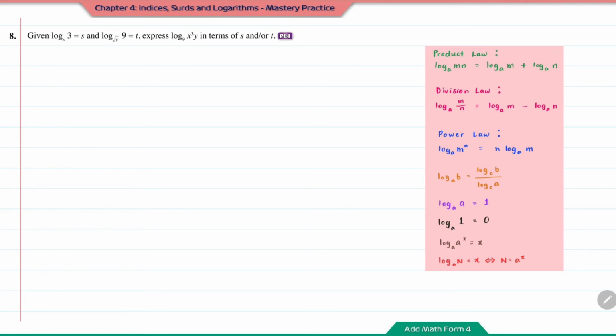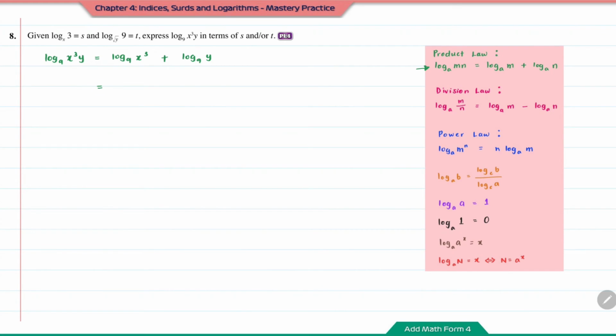Question number 8. Given log base x of 3 equal to s and log base square root of y of 9 equal to t, express log base 9 of x cubed y in terms of s and/or t. So always refer to the logarithm laws here in order to solve question number 8. So first, for the log base 9 of x cubed y here, refer to the product law. I can write this as log base 9 of x cubed plus log base 9 of y.